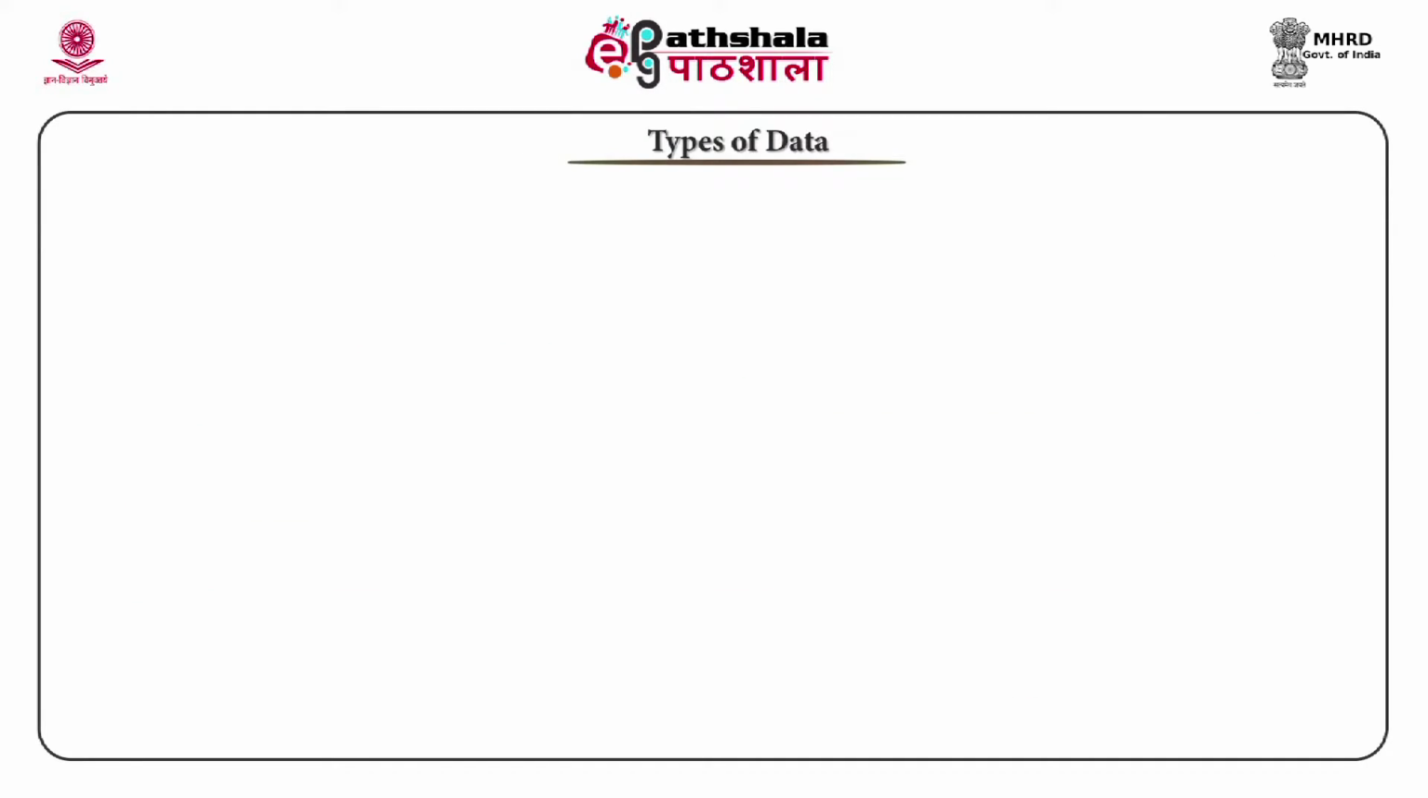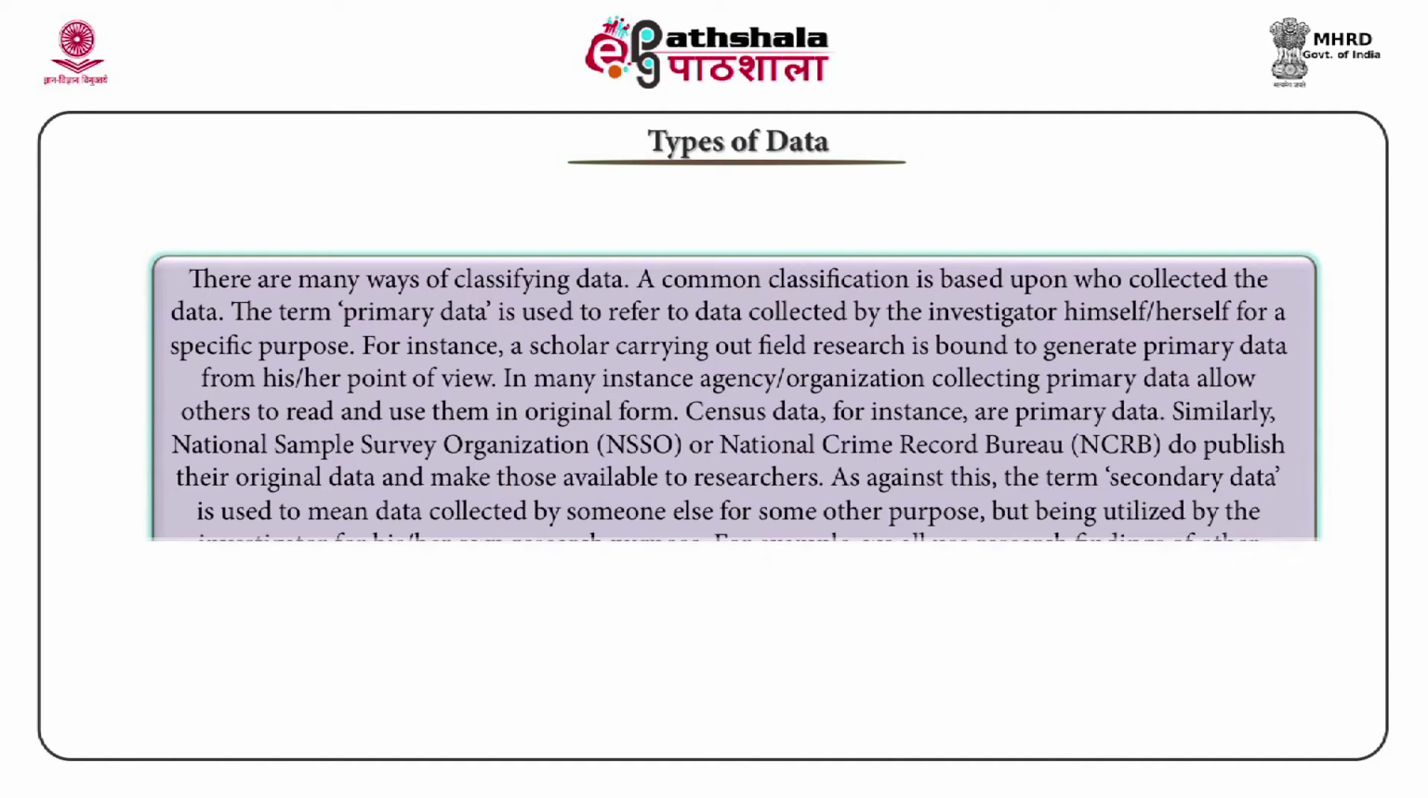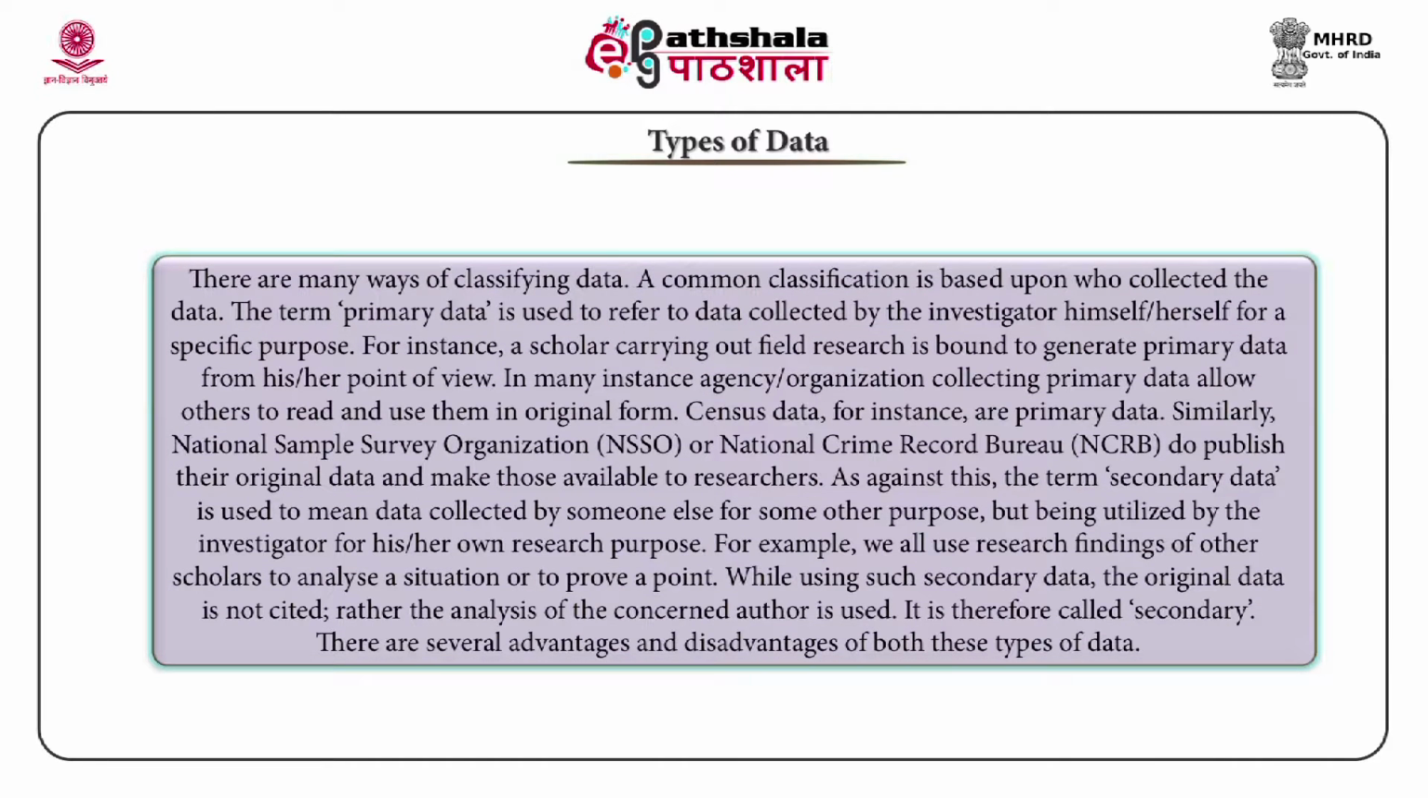Types of data. There are many ways of classifying data. Common classification is done based on who collected the data. The primary data is collected by the investigator himself or herself for his or her specific purpose. Field data collected by any researcher are primary data. The term secondary data is used to mean that the data collected by someone else for some other purpose, but being utilized by the investigator for his or her own research purpose.